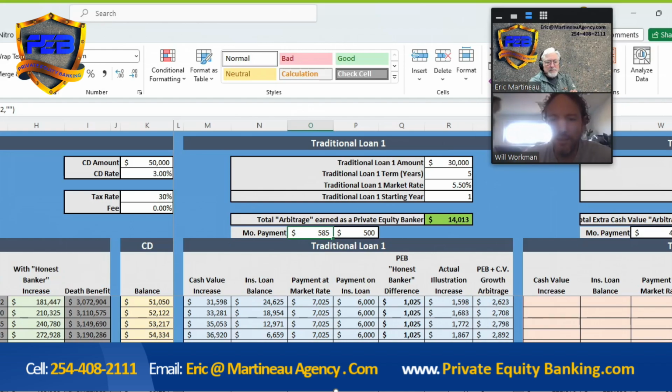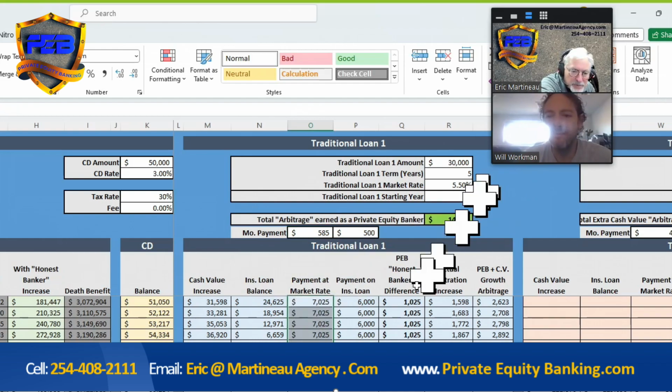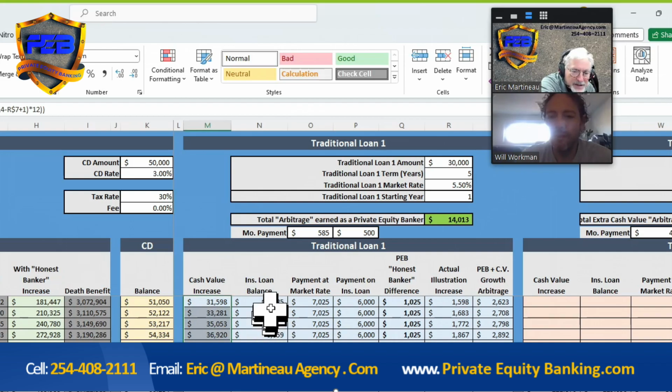Cash value increase. It's growing. The insurance loan balance goes down. Even at market rate. That's annualized, right? 7,000. This is at the 5.5. Oh, okay. That's at the 5.5. Good point. So I should have walked through this. No, that's okay. The cash value increases on my 30,000 up to 38,000 over 5 years.